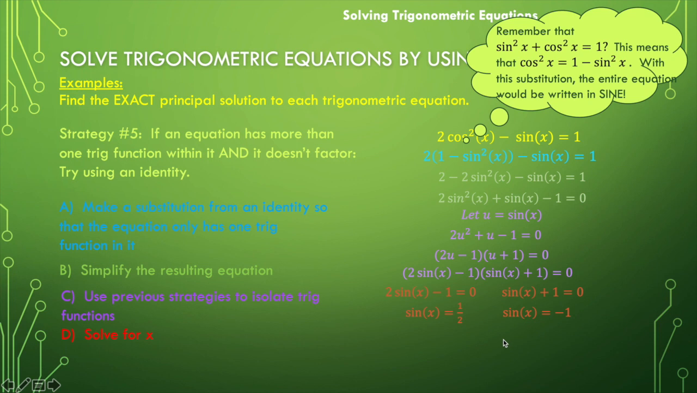All right, now we're trying to think about where are these equations true on the unit circle. Where is the sine of x equal to 1/2? Which angles have a y coordinate of 1/2? You'll find those on the top half of the unit circle at pi/6 and 5pi/6. And then sine of x is equal to -1 where? That's directly on the y-axis straight down at 3pi/2. And those 3 angle measures would be our solution set for this equation.